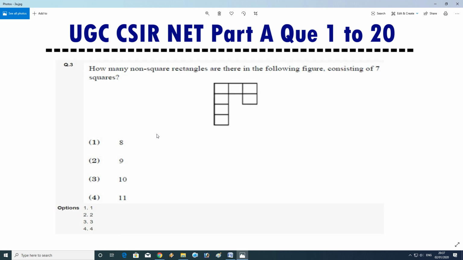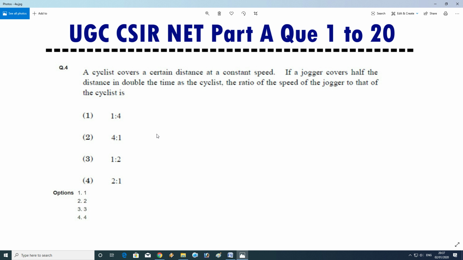Third question: how many non-square rectangles are there in the following figure consisting of 7 squares? So these are the options in front of us. Answer is third, 10.